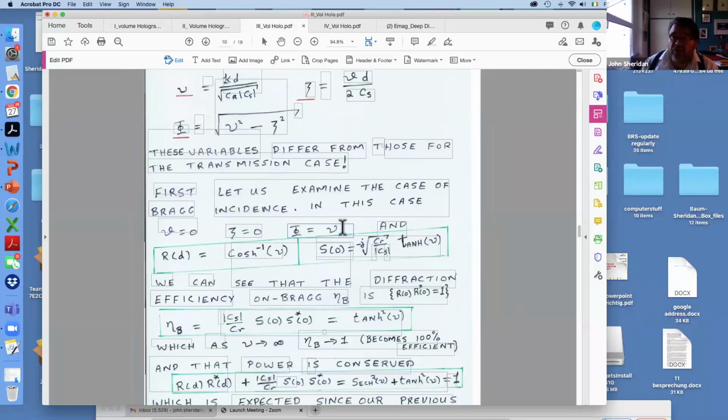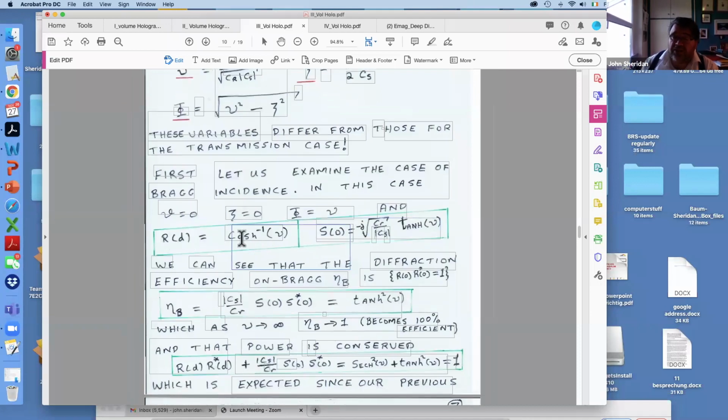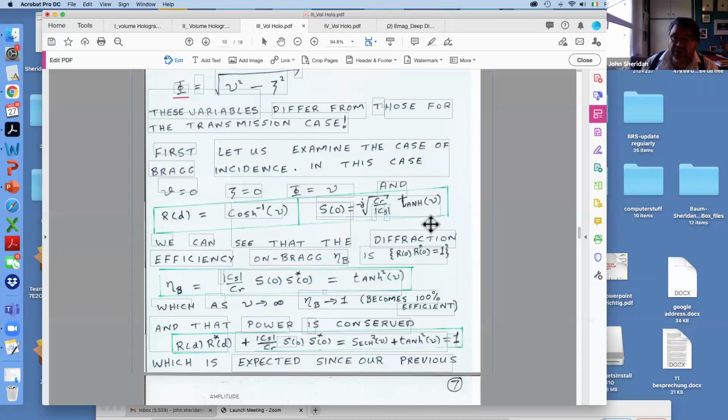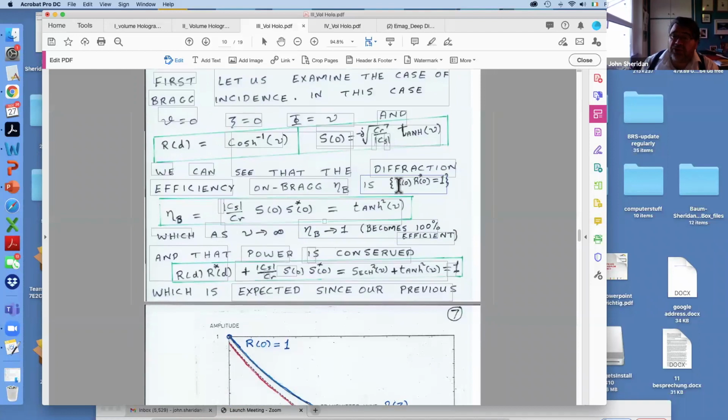The phi here is going to be equal to nu, the grating strength, and R of D is equal to this arc or inverse cotangent of the grating strength. And S of the diffracted beam is going to be equal to the scale factor, the square root of the ratio of the obliquity factors, times the hyperbolic tangent. And we can see that the diffraction efficiency on Bragg, which is this R0 times R star, the complex conjugate, is 1. That's what we put in.